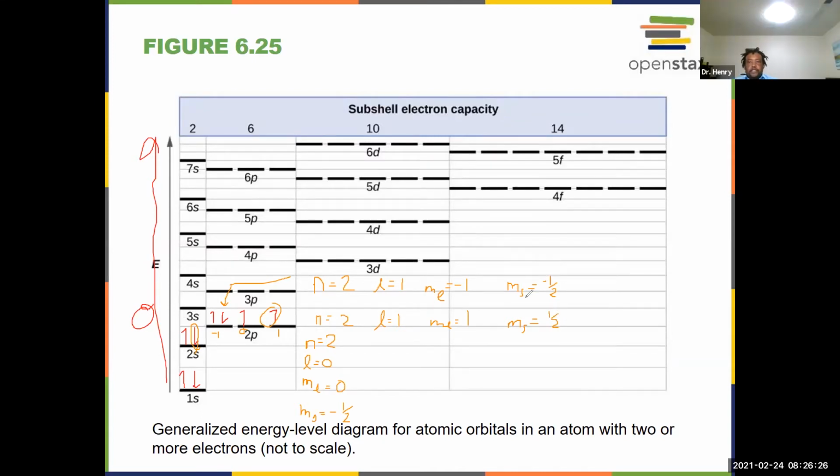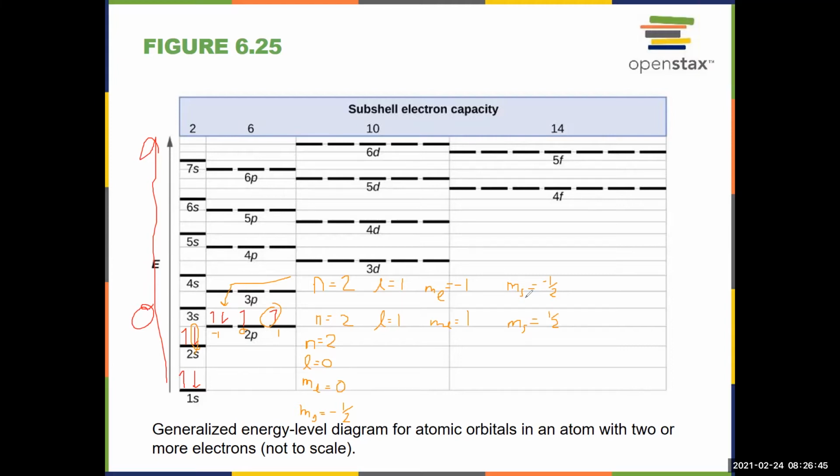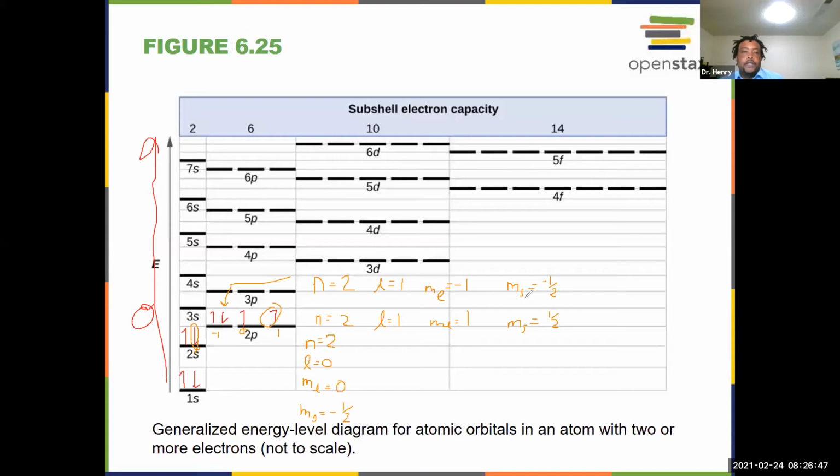Okay, questions, concerns, Cash? And so we know that each of these electrons has a very unique set of quantum numbers. None of them will be exactly the same, right? Okay, for this atom.